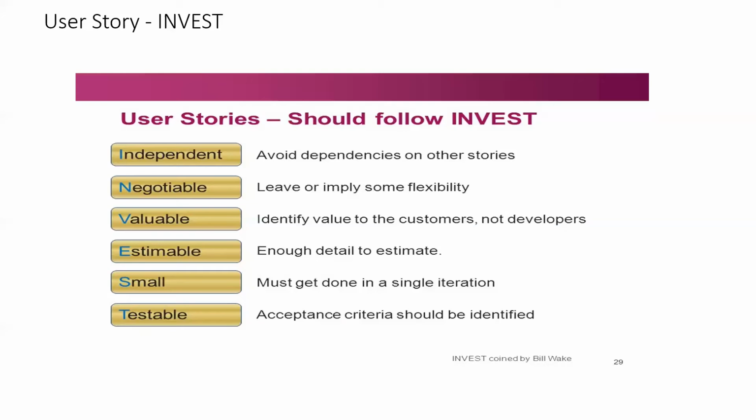dependent on the developers. Estimable, enough details for the estimates are very important so that you are able to estimate the user story correctly. The user story should be small so that it can be done in a single iteration. Lastly, testable, acceptance criteria should be identified.